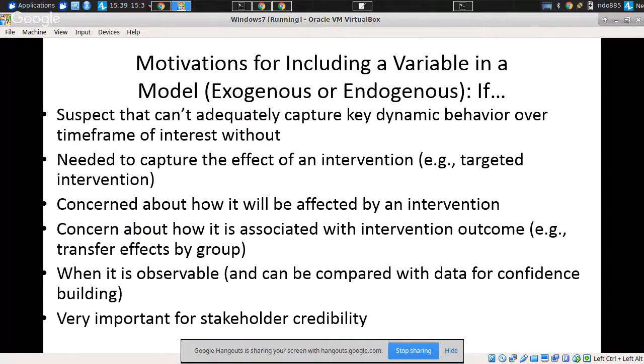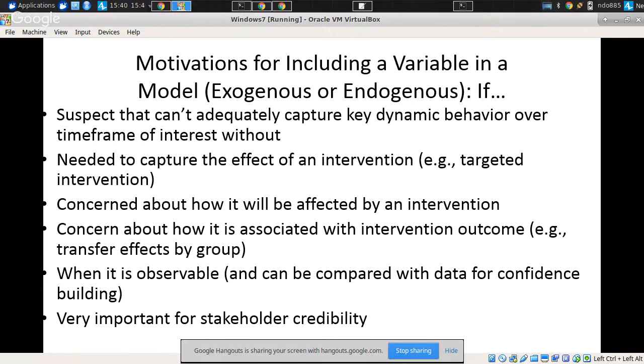You need to capture the effect of a change, a what-if situation, or policy change, or an intervention, something you're doing to change it. And in order to capture that effect, you need to represent something. You're concerned about how it will be affected by an intervention. It would be something to represent. You want to know, how does this policy affect income distribution? You need to have income in your model.